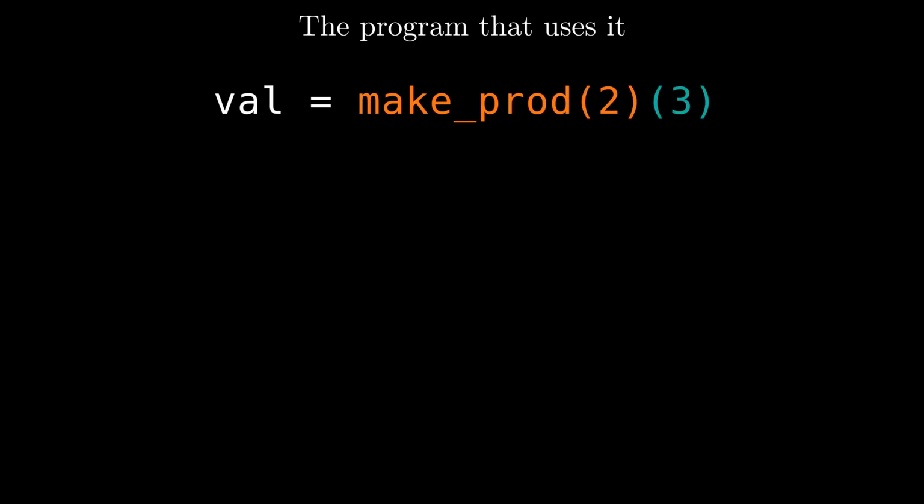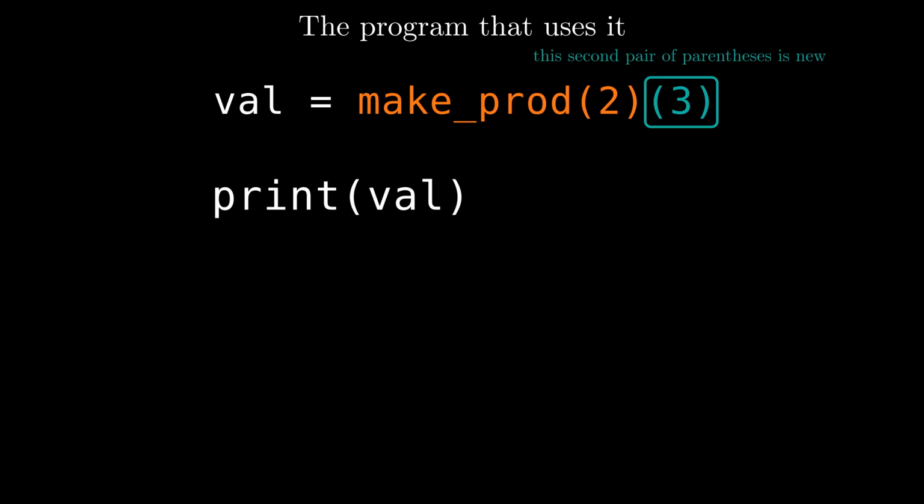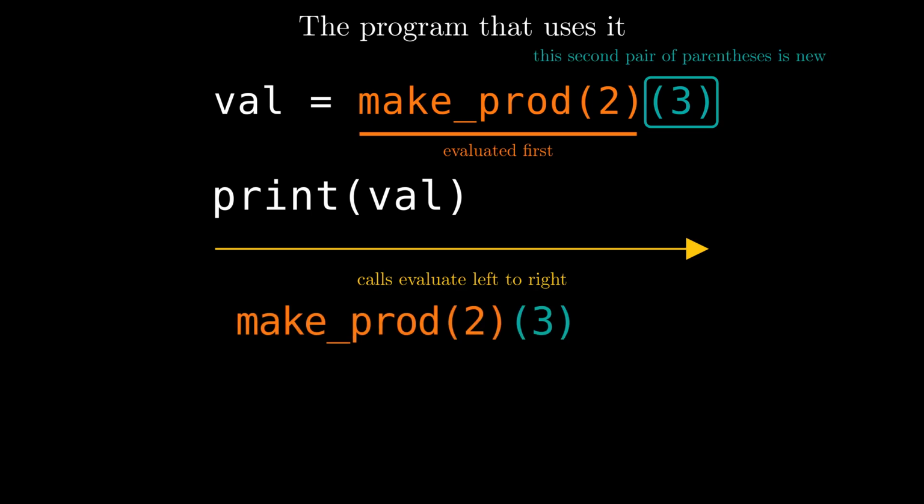Here is the program that uses it. Val is set to make prod of 2 of 3, then print val. That second pair of parentheses is the whole novelty. Python evaluates a chain of calls left to right, exactly like it evaluates an arithmetic expression. So make prod of 2 goes first, and whatever comes back is then called with 3.